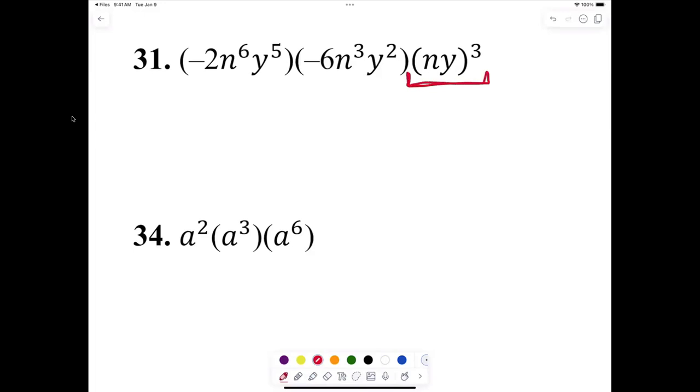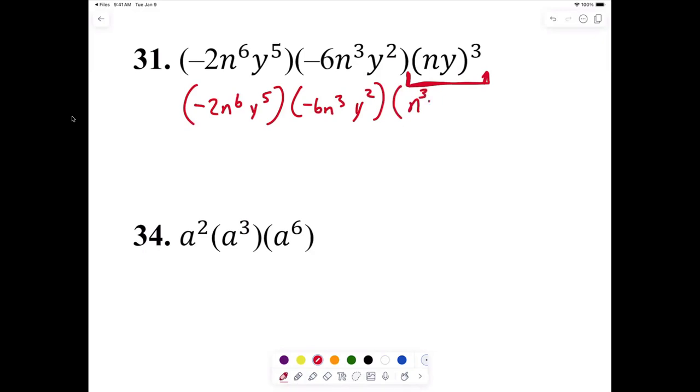See what I'm asking you to do first, right? Say it correctly, though. We don't say 3. We say n to the what? And y to the. You understand that? All right. Now, after you do the powers, now you multiply numbers and work with the exponents.